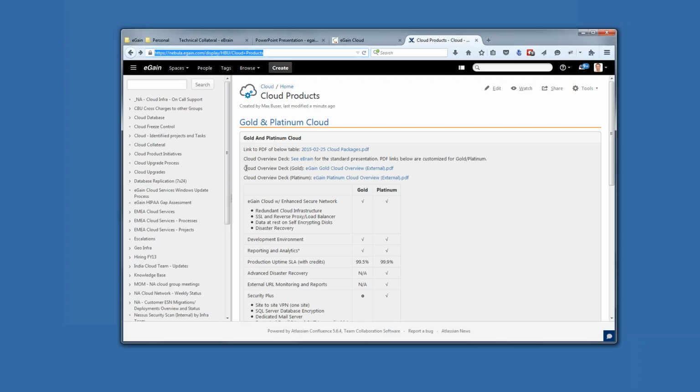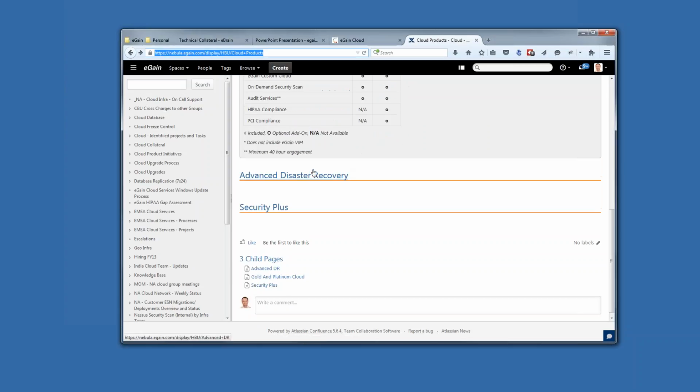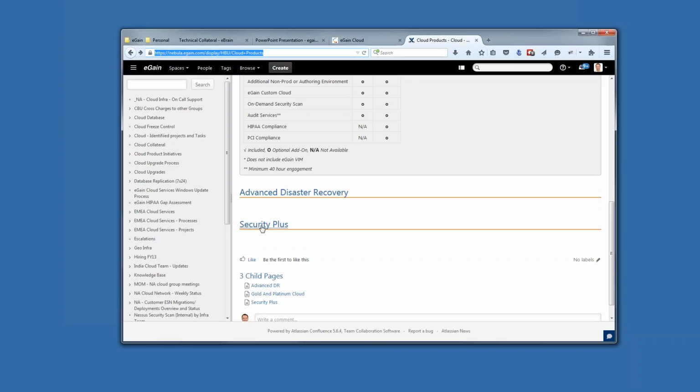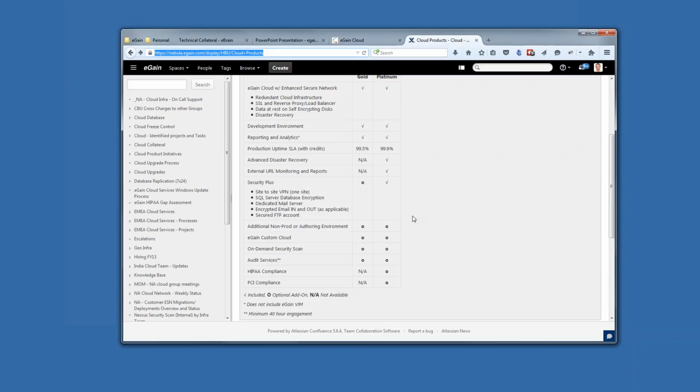In general, for Gold, the things that get removed are the compliance options and advanced DR. And then for Platinum, we just remove standard DR, and they get everything else. So I do have PDFs of those broken out here. And if you scroll down, just as an extra note, I have some more detailed information about advanced DR and about Security Plus, what comes with it, and what are the use cases that would require it. But this table is where you'd go for those differences.